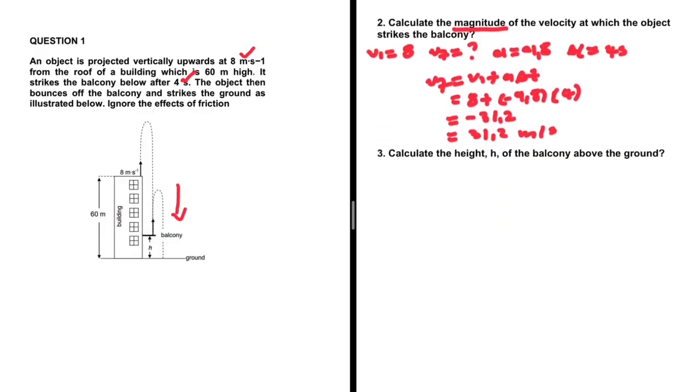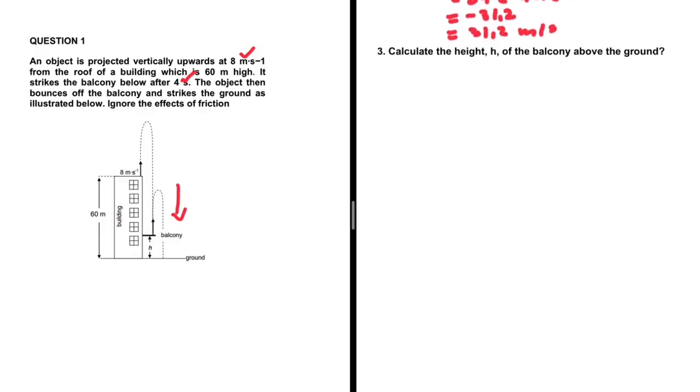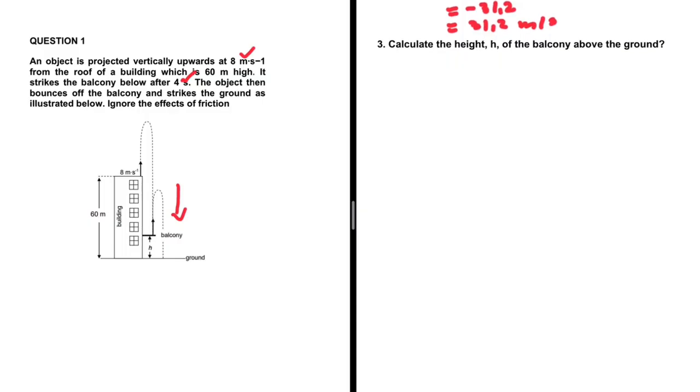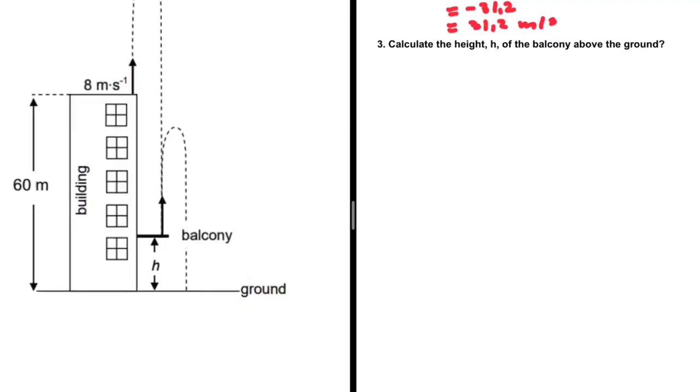In the third question, we are supposed to calculate the height h of the balcony above the ground. As soon as I hear height, I'm thinking displacement. Some way, somehow, I have to calculate the displacement, because how can you calculate height without calculating displacement, right? So that is a tip right there. When the question talks about height, you are definitely going to calculate the displacement at some point. So we want the height from the ground to the balcony. This is the height we are interested in.